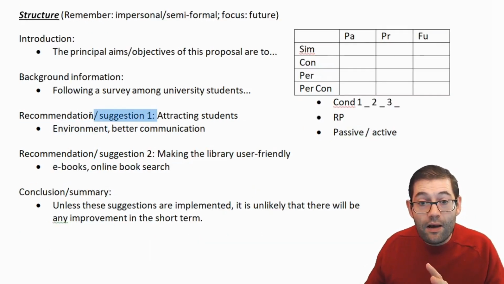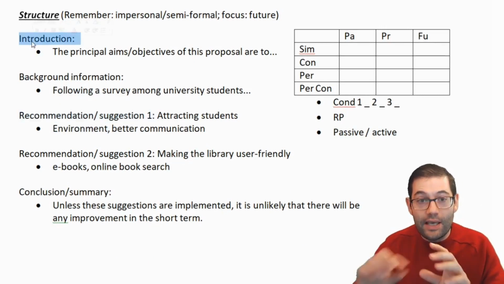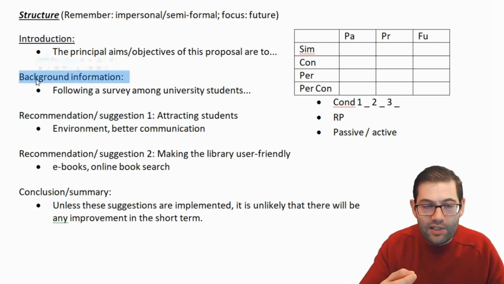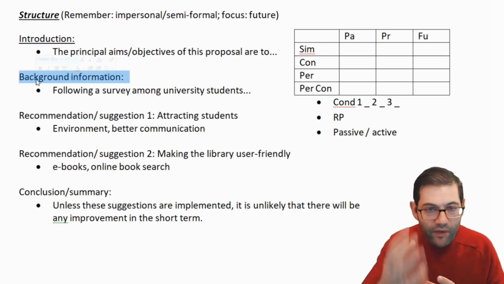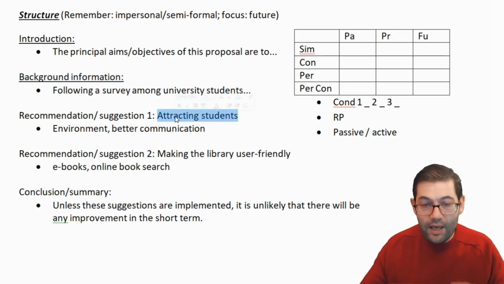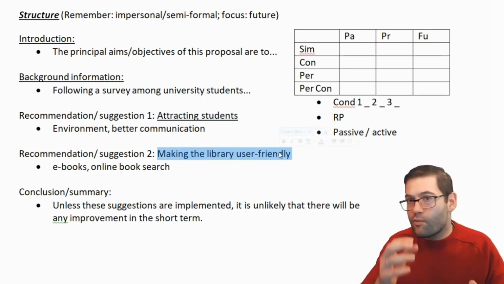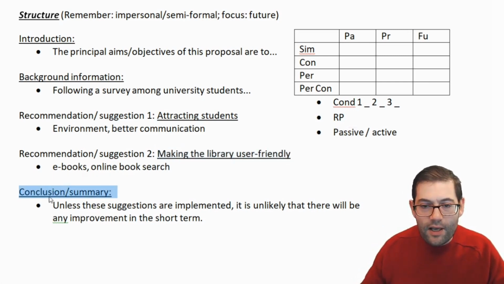And of course, these are headers. I forgot to say that. So introduction is a header. So underline that. Then we've got background information. You might want to call it something else. You might want to call it data which supports development of the library. Something along those lines. Underline it. Recommendation suggestion 1, it could be how do we attract students, underline it. Recommendation suggestion 2, how do we make the library more user friendly, underline that. And then of course conclusion summary, underline that.